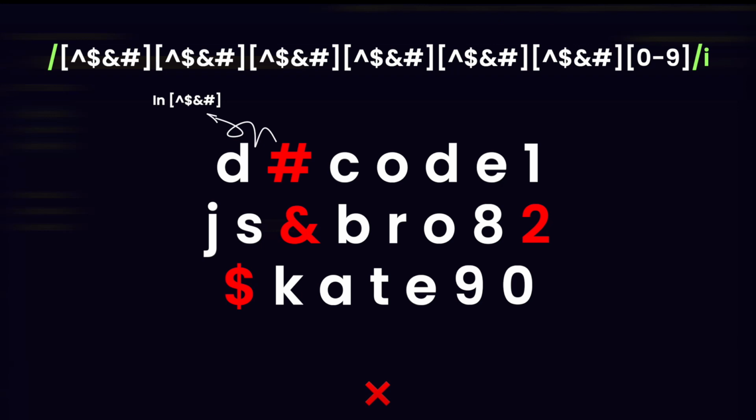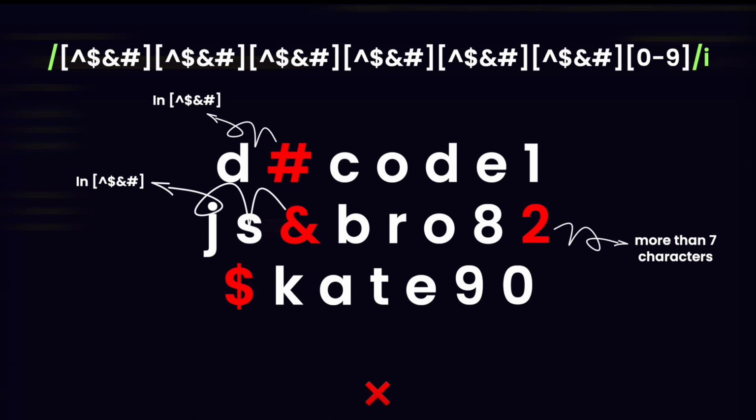If you look at the second invalid username, 2 things are wrong. The first thing that is wrong is that this username is 8 characters long, and in our pattern we expect 7 characters. And not just that, as you can see in the third character, it has the ampersand symbol, and the ampersand symbol is in the negated character class. So we do not expect an ampersand symbol to be in the username at that position.